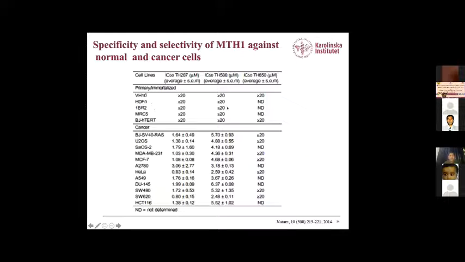And then we used different cell lines. You can see here TH287, TH588, and TH650. The different cell lines were treated with TH588, the MTH1 inhibitor. You can see the IC50 value is more than 20 in most of the normal cell lines, whereas the cancer cell lines of different origins, lung cancer, prostate cancer, colon cancer, breast cancer, so many cancer cell lines, and these RAS-induced cell lines, the fibroblasts, are very sensitive to MTH1 inhibition. So they strengthen our belief that we are on the right track.